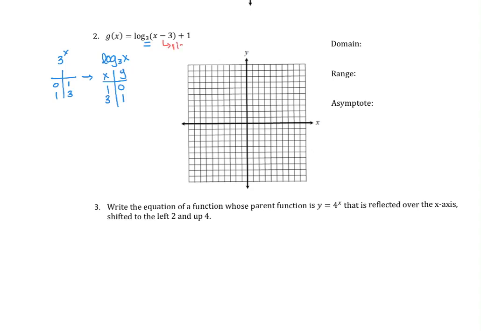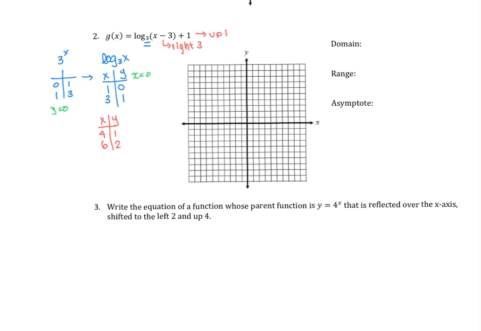You go to the right 3 and up 1. So I'm going to move my x's to the right 3, so I'm at 4, 6. And my y's up 1, so I'm at 1, 2. With 3 to the x, our asymptote would have been y equals 0. So for log base 3 of x, then it's going to be x equals 0. It changes to a vertical asymptote.